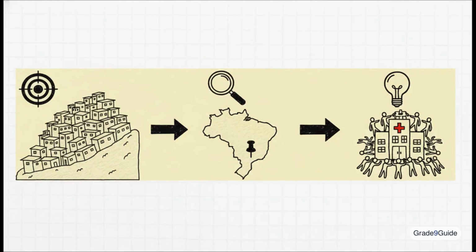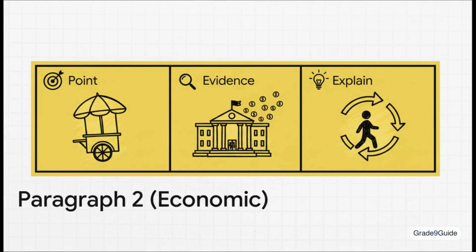Okay, let's build paragraph 1. We'll go with the social challenge. Our point is the growth of squatter settlements. Our evidence, and you've got to be specific, is the Rocinha favelas. And here's the really important part, the explain. Why is it a challenge? Well, that crazy population density leads to the rapid spread of disease, which puts enormous pressure on healthcare. Point, evidence, explain. Done.